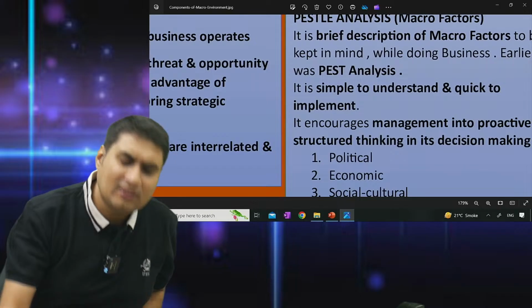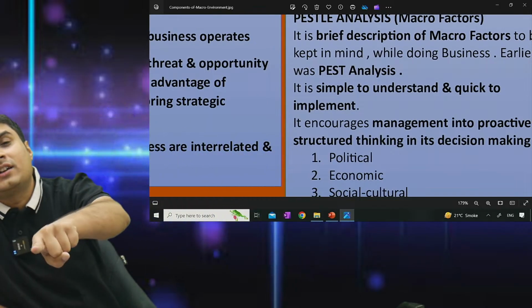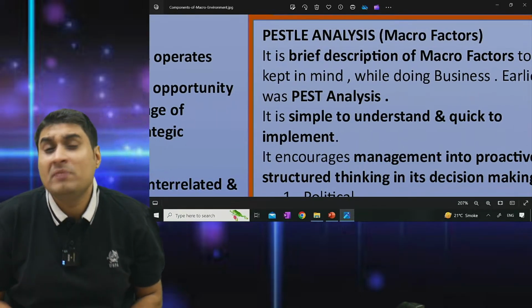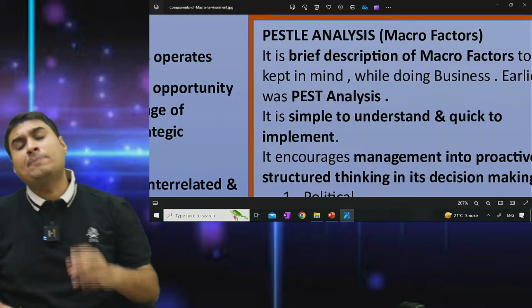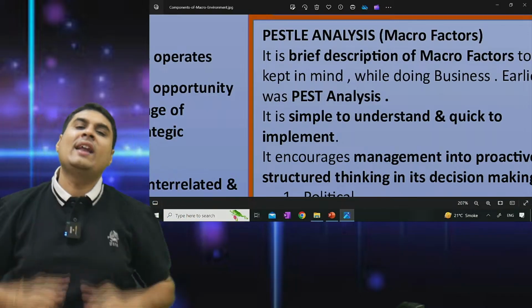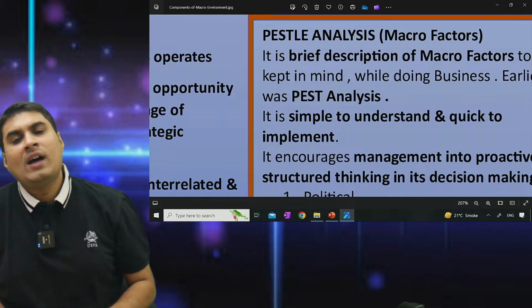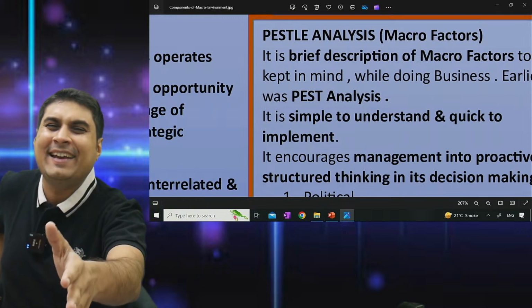Okay. In foundation, this was a hot favorite MCQ. This chapter came from foundation to inter, so it's very important. Learn it nicely. PESTLE. What do you mean by PESTLE? It's a brief description of macro factors to be kept in mind while doing business. Now you will ask me, while doing business, do I need to consider micro or macro? I will say both. But along with micro and macro, don't forget PESTLE.